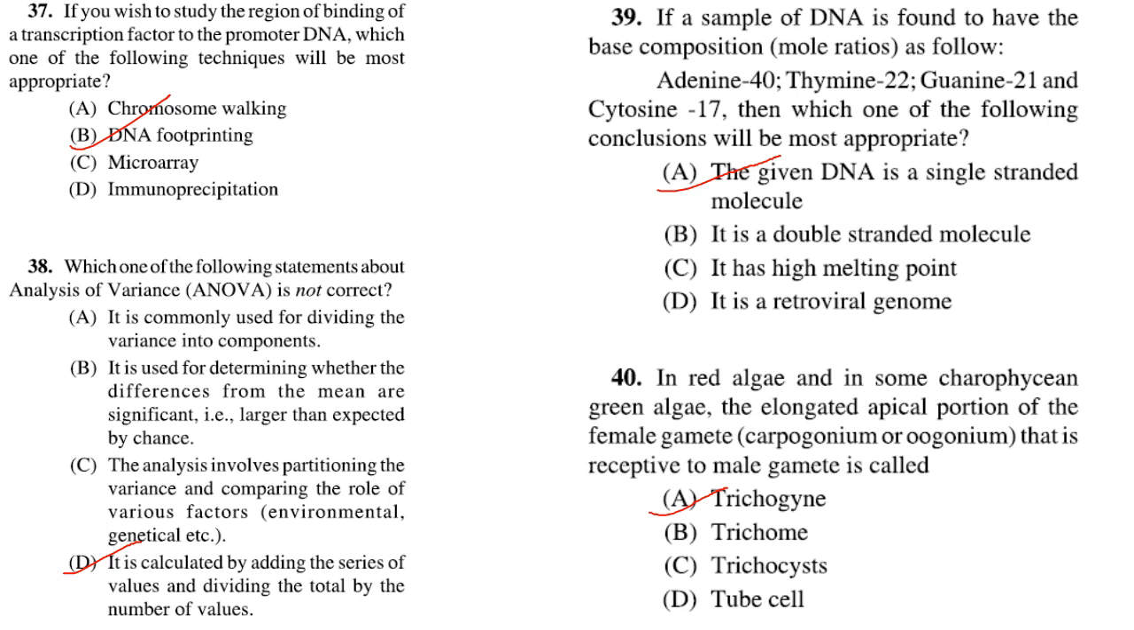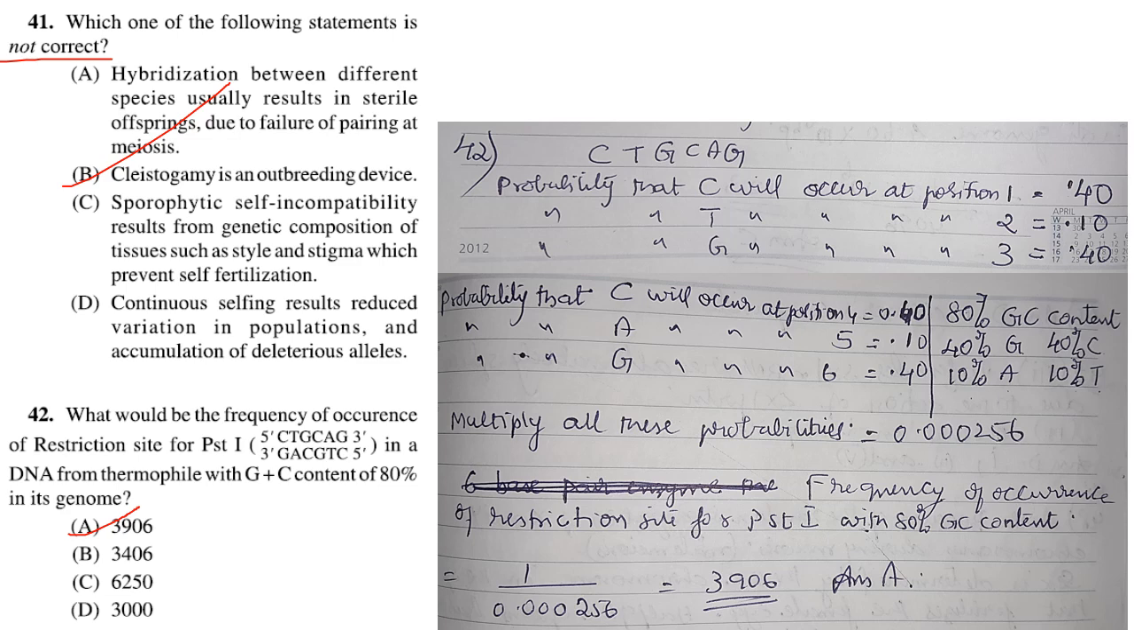In red algae and in some charophytes in green algae, the elongated apical portion of the female gamete, carpogonium or archegonium, that is receptive to male gamete is called a trichogyne. Answer is option A. Then next one.